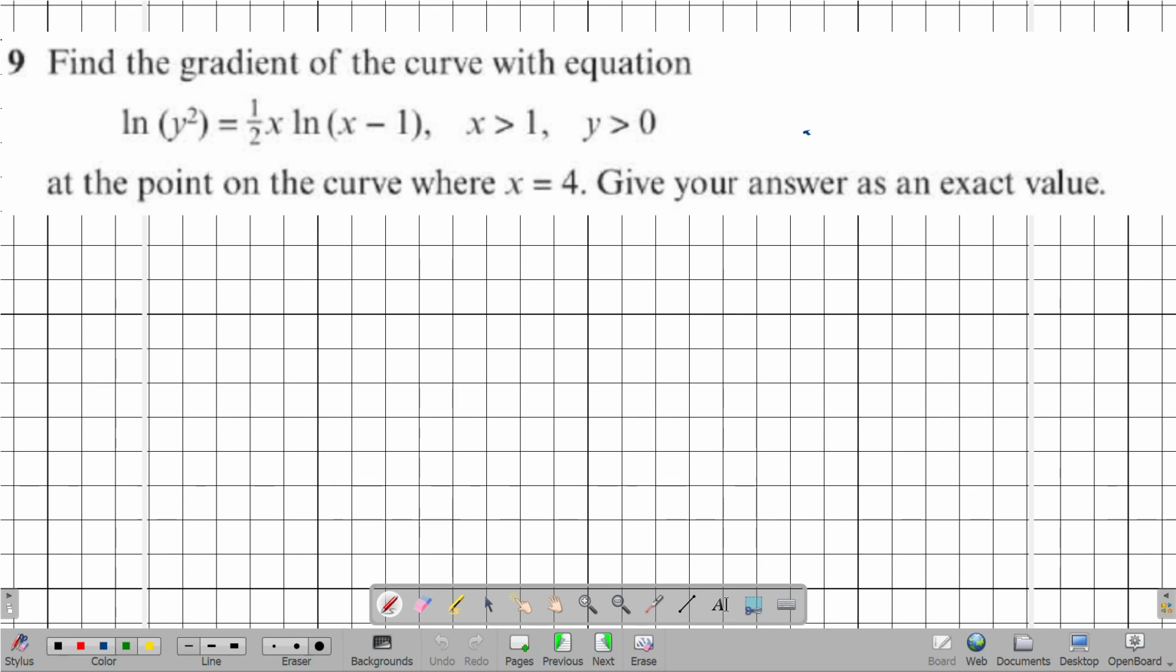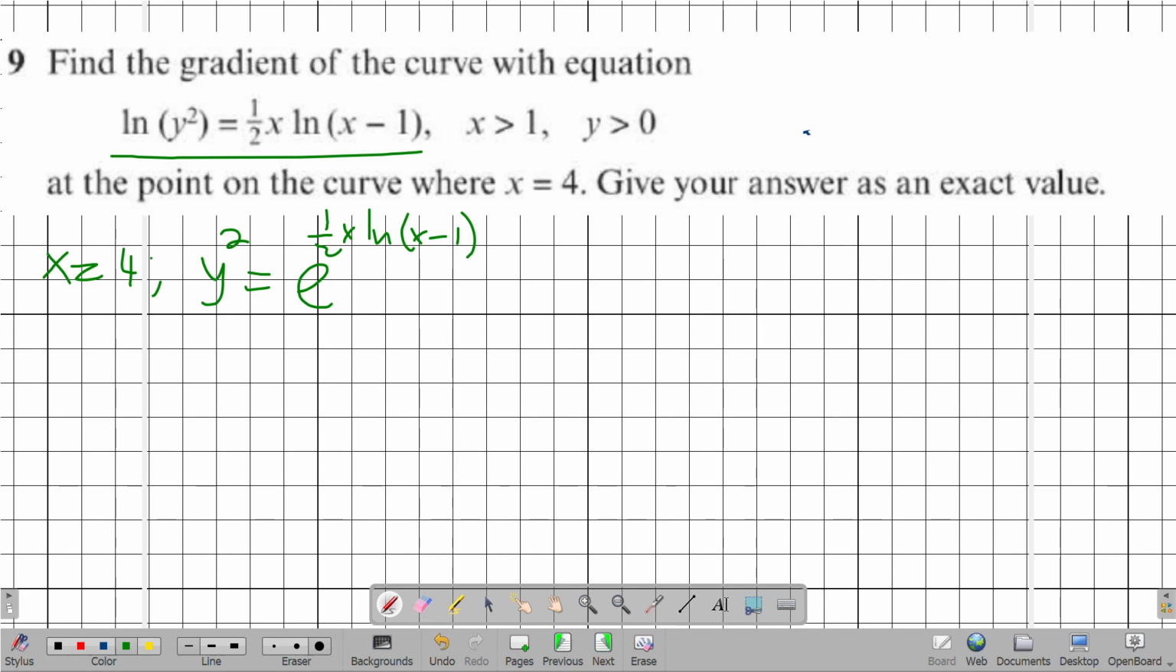Can you find the gradient of the curve with the equation natural log of y squared is equal to half of x natural log of x minus 1, at the point where x is equal to 4? So we need the value of y when x is equal to 4. Dealing with this might be advantageous to just make y the subject of the formula by having e to the power of half of x natural log of x minus 1. That's just basic log rules.